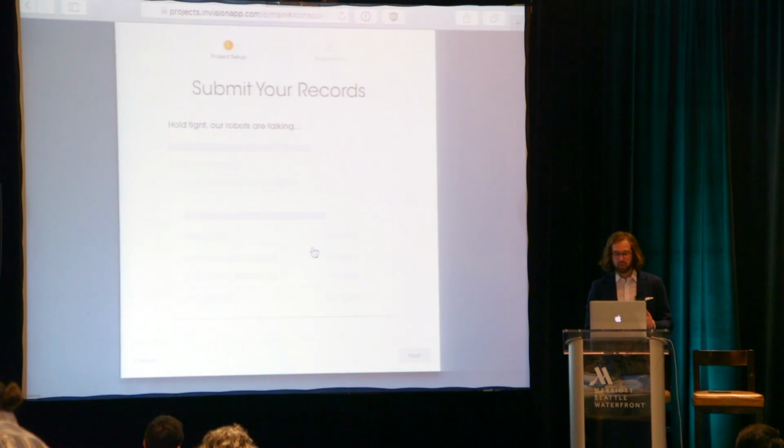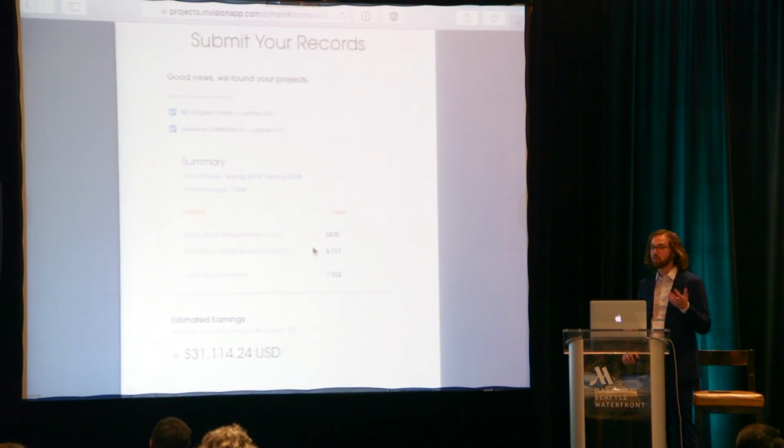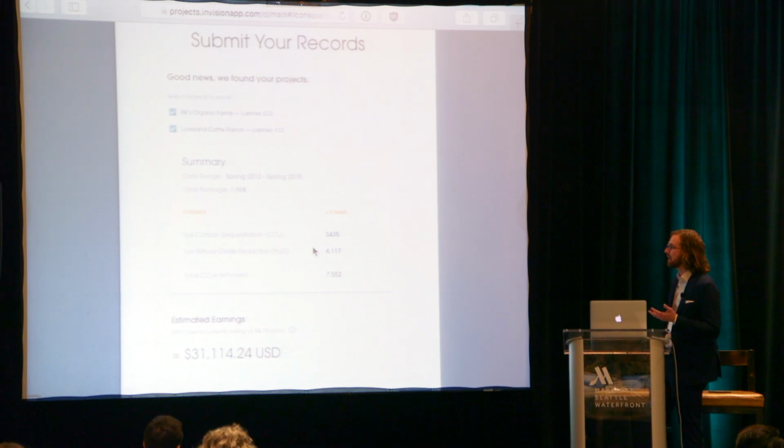We're going to get the data back from them. And now we're going to see data from 2 different properties that you have uploaded to Comet Farm. We've set your baseline beginning in spring 2012. Your total acreage is 1,968 acres.